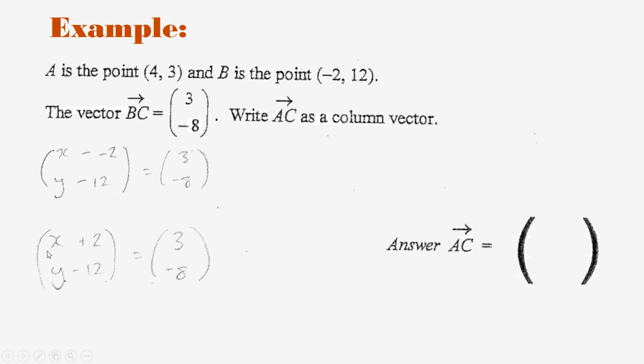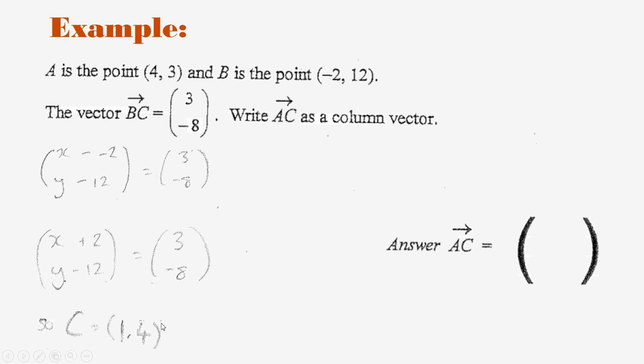So if x plus 2 equals 3, what does x have to be? And if y minus 12 equals -8, what must y be? That's what we need to think about. So C is (1, 4), because 1 plus 2 is 3, and 4 take away 12 is -8. So (1, 4) are the coordinates of C.